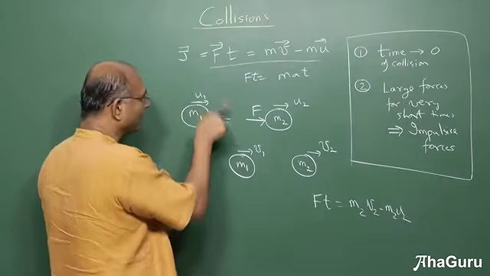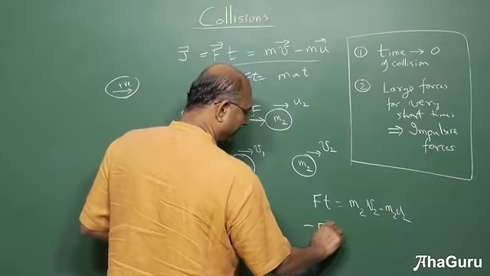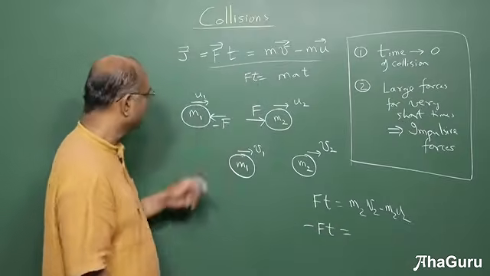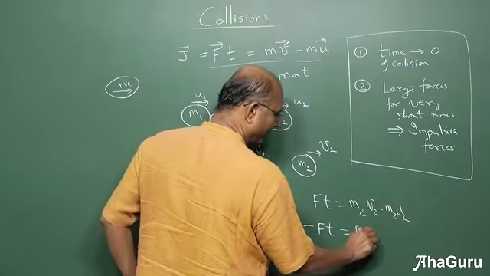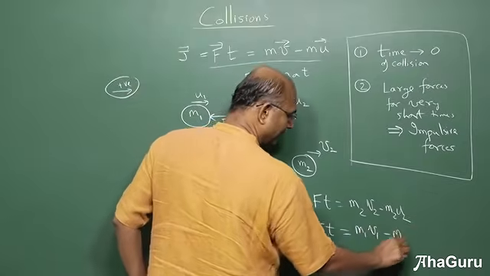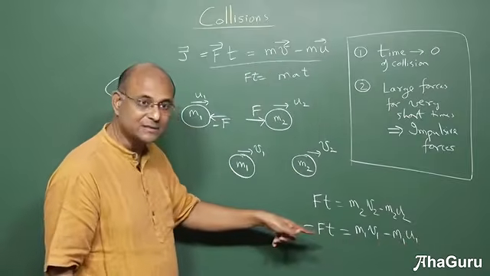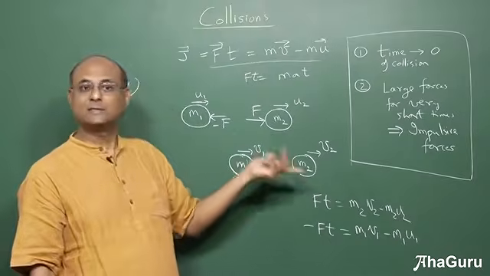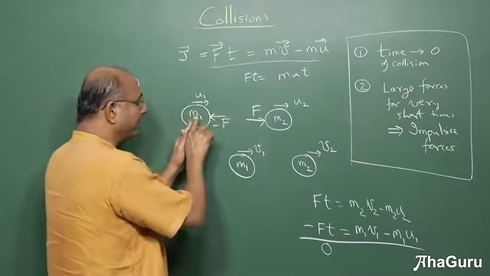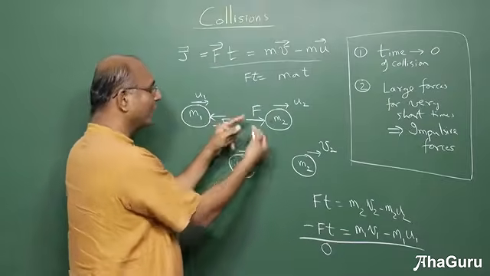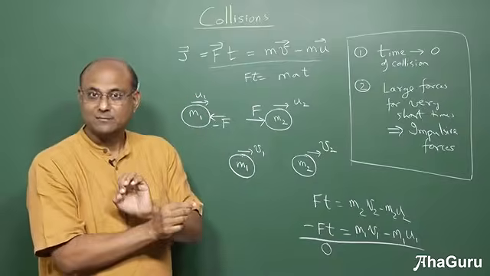Now if I take this fellow, what was force into time? Minus F into T. So minus F into T is M1 V1 minus M1 U1. Can you see that these two are opposites? So if I add it, I'll get 0. So if I just simply add it, what happens is the impulse by this fellow on M2 and the impulse by M2 on M1 are equal and opposite.